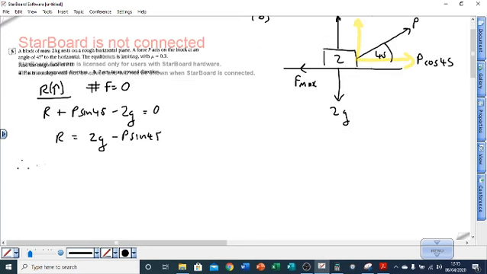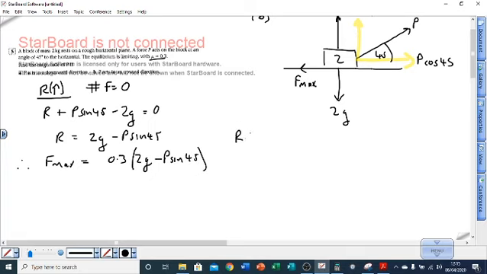And therefore that allows us to work out F max. Because mu hasn't changed, mu still is 0.3. F max is 0.3 multiplied by 2G minus P sin 45.